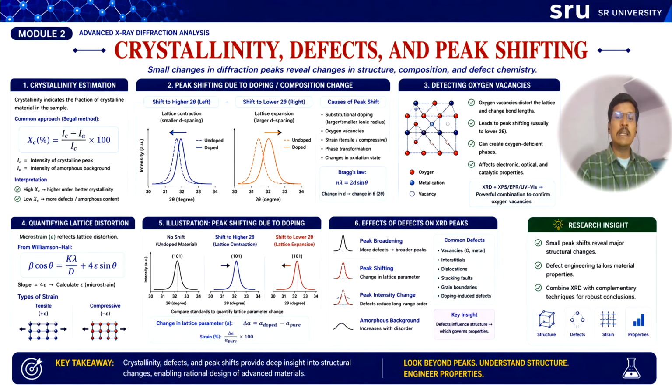That will minimize the peak intensity. This means the XRD is not only a phase identification tool, but also a powerful technique for defect analysis. In nanomaterials research, combining XRD with techniques like AFM, TEM, Raman spectroscopy and XPS provides a more complete understanding of the structural changes.